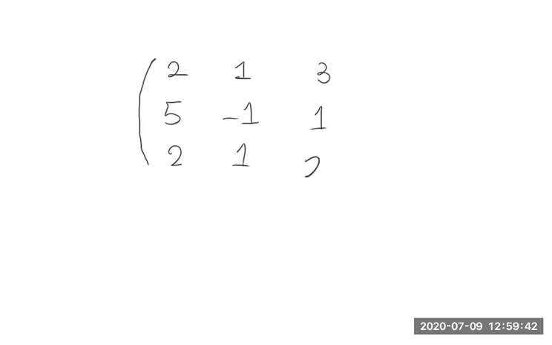Let's look at the determinant of 3 by 3 matrices, something like this. 2, 1, 3, 5, minus 1, 1, 2, 1, 2. Okay. I want to compute the determinant of this one. The idea is that there are some steps to solve this one. We should choose one, maybe, okay, maybe I should show it on the matrix itself.